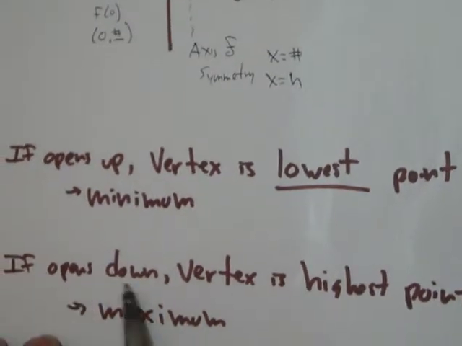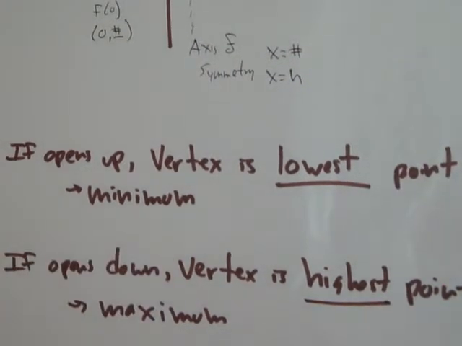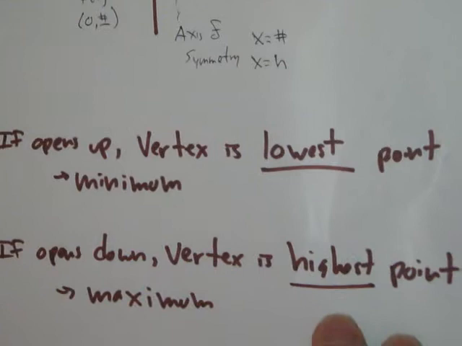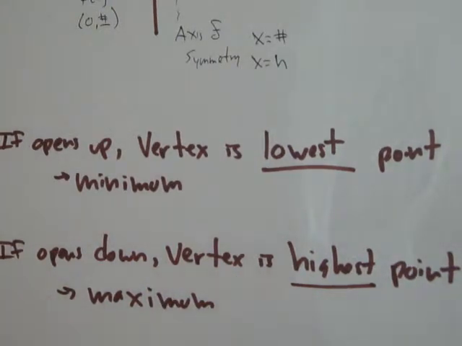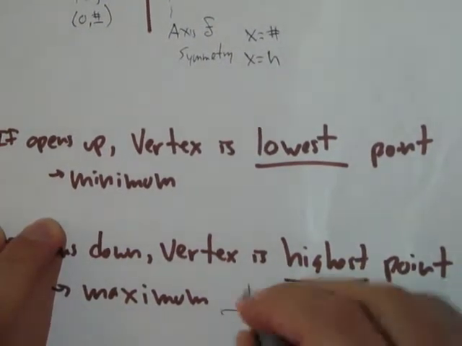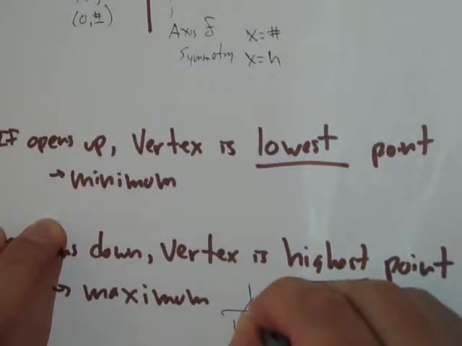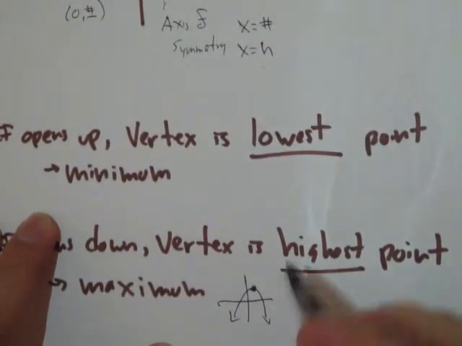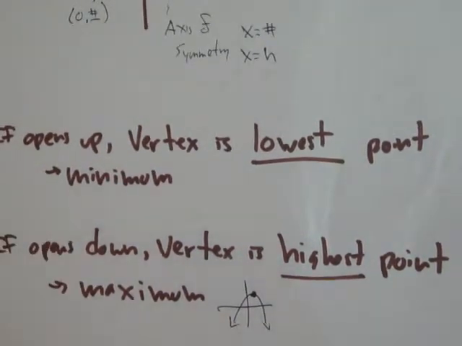If the parabola opens down, so it's flipped over, then the vertex is the highest point, and so that would make the vertex a maximum, because it would look something like this. And that's the vertex. It would be the tallest point of the curve. So that's why if it opens down, then the vertex becomes a maximum.